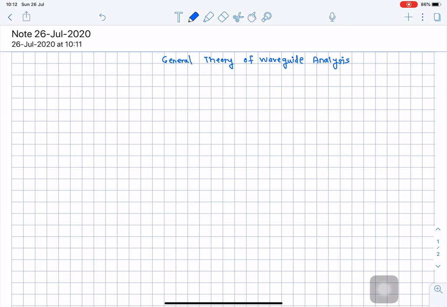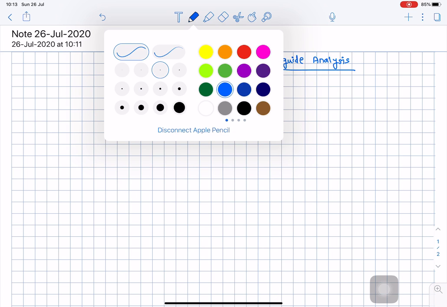First of all we will see what is this general theory of waveguide analysis and what exactly we are going to analyze. For that I will draw a simple diagram over here, and I will explain to you the field which is going to get propagated through a particular waveguide. So in our syllabus we are going to focus mainly on two different types of waveguides, that is rectangular waveguide and circular waveguide. So I will draw a diagram.